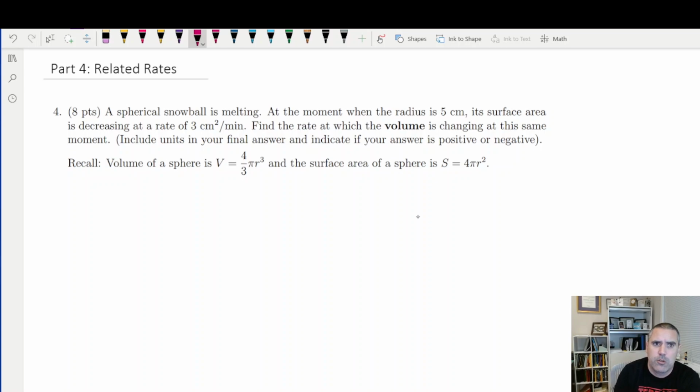A spherical snowball is melting. At the moment when the radius is 5, its surface area is decreasing at this rate. Find the rate at which the volume is changing at this same moment. Include units in your final answer to indicate if your answer is positive or negative.